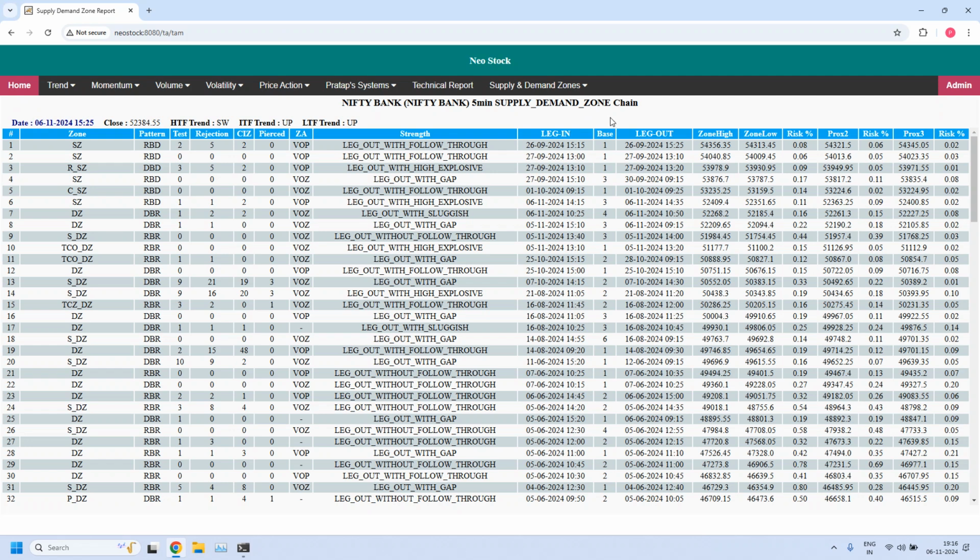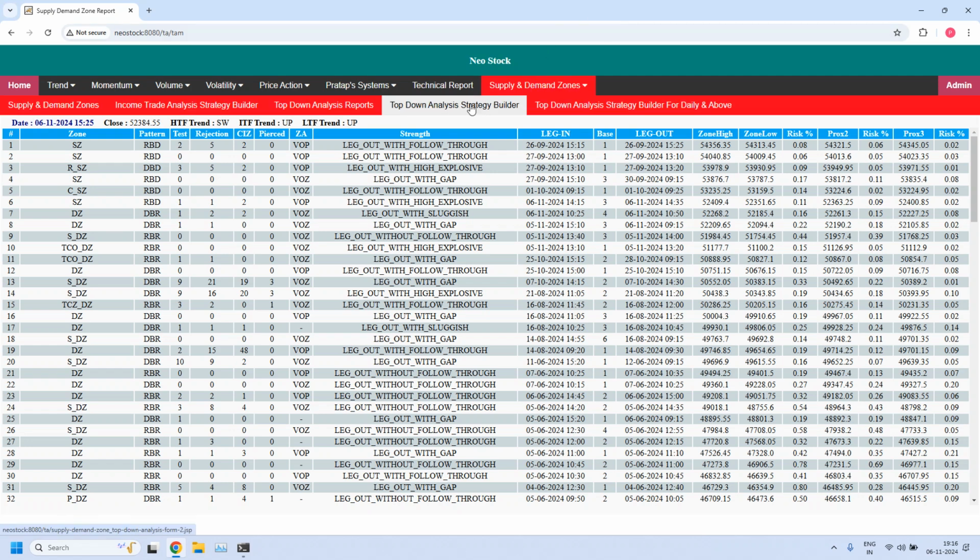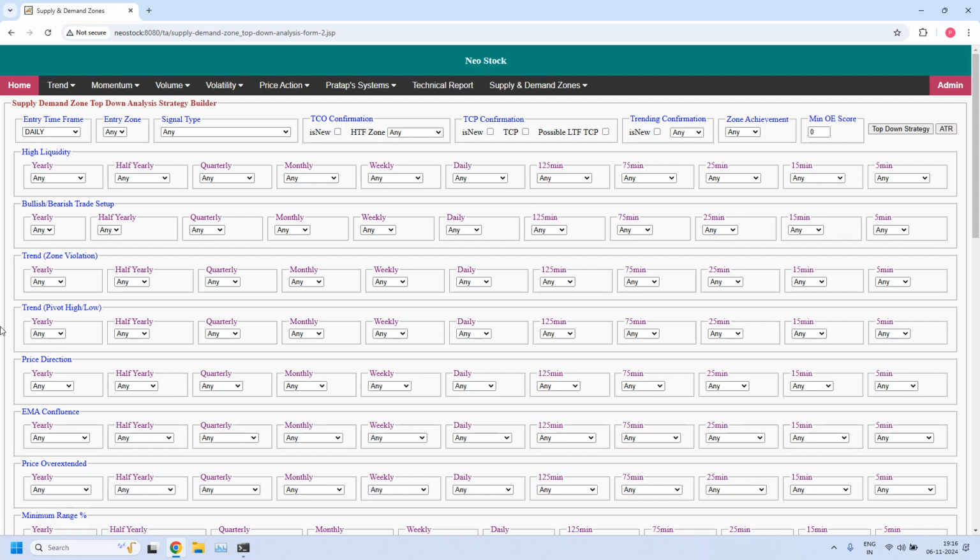So the next set of reports are bullish and bearish trade setups for monthly, weekly, daily and hourly income trade. First, let's start with the bullish trade setup for monthly income trade, entry time frame daily, entry zone demand zone, bullish or bearish trade setup at daily.